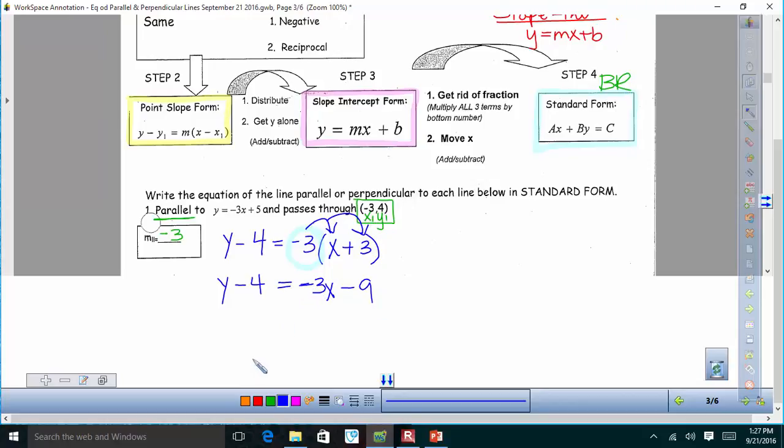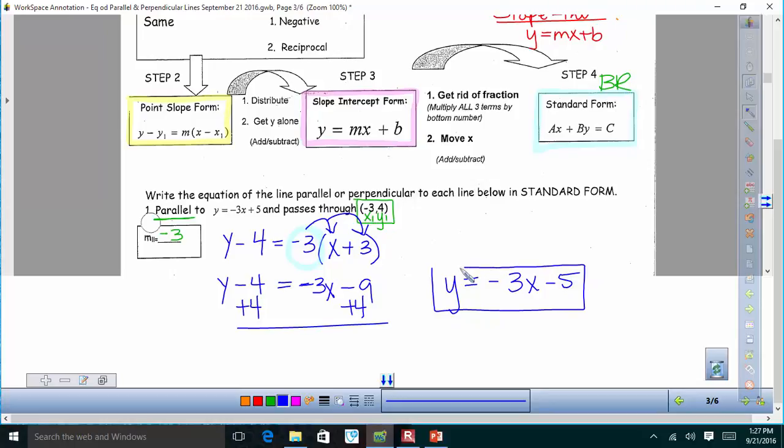Now, how would I get y by itself? Add 4 to both sides. And so my equation would be y equals negative 3x minus 5. Okay, so that is basically what we've been doing the past couple of days. We're just incorporating parallel and perpendicular. So let's look at another one.